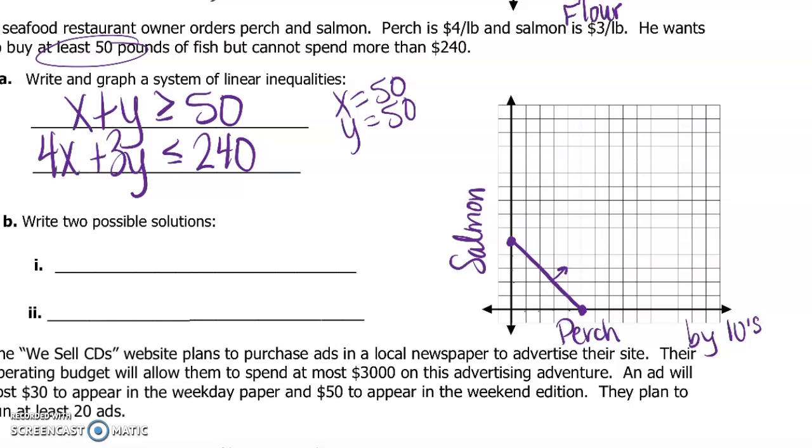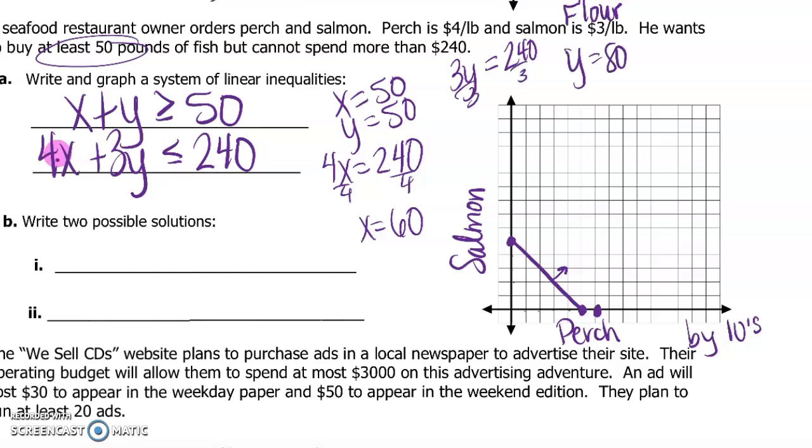Again, if you would rather solve for Y each time, that's fine. But your intercepts, again, cover up that one. And it says 4X equals 240. So then I divide, and I get X equals 60. So that would just be 6 on our graph. Then I can do the same thing, cover up the X, and it says 3Y equals 240. So I divide, and I get Y equals 80. So that would be 8 on our graph.